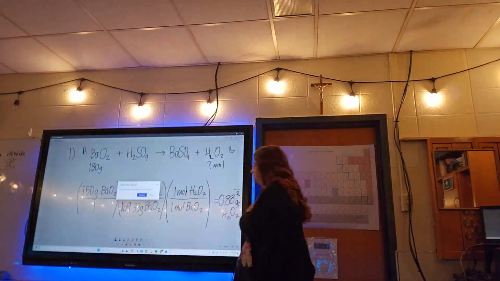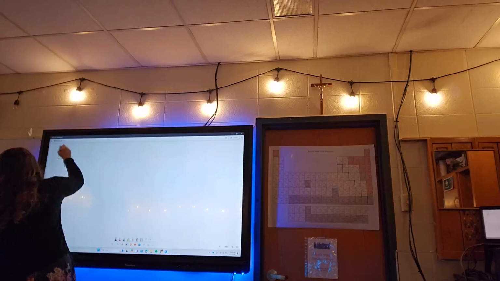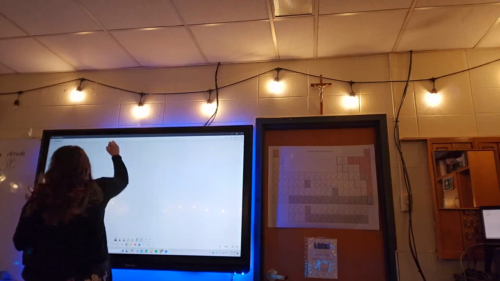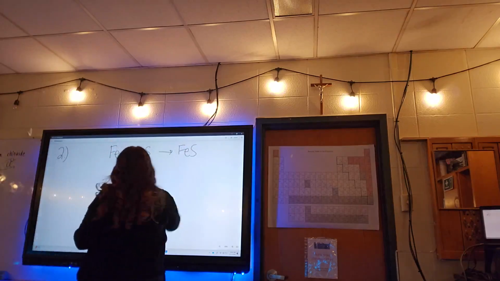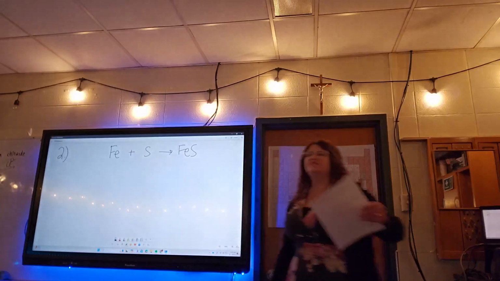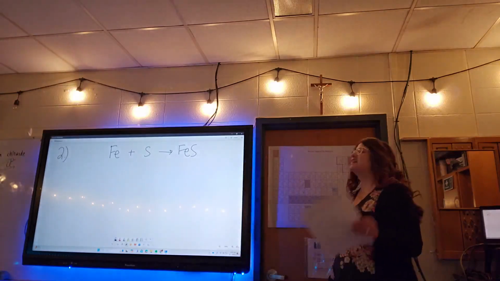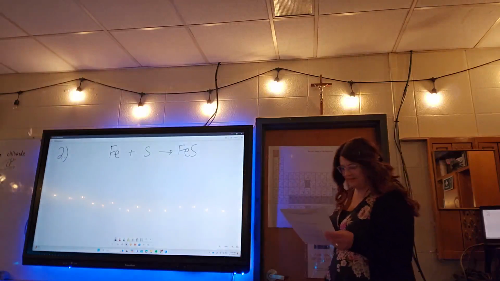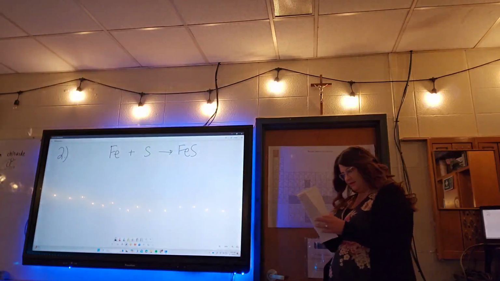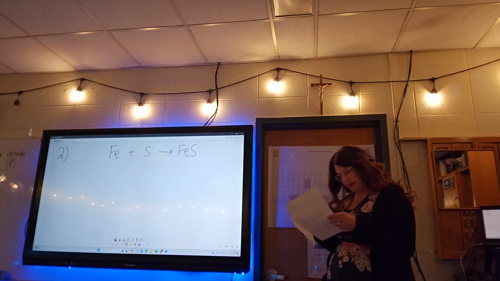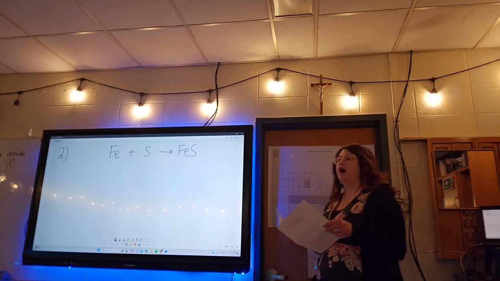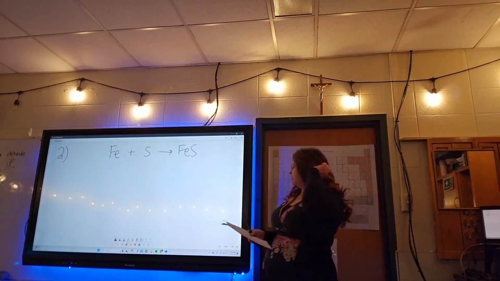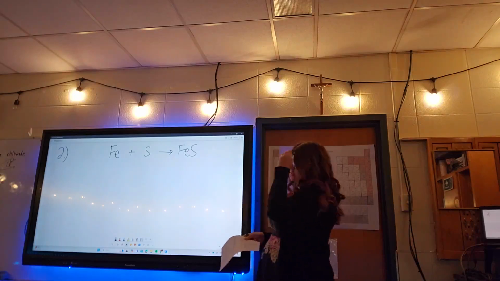All right, number 2. What do you need to do first? Check to see if it's balanced. It is balanced. That's A. Many of your equations on here already come balanced. That's A and that's B. Numbers 7 and 8 are the only ones that are not balanced. So maybe go ahead and write that on there right away. 7 and 8 are the ones that are not balanced.